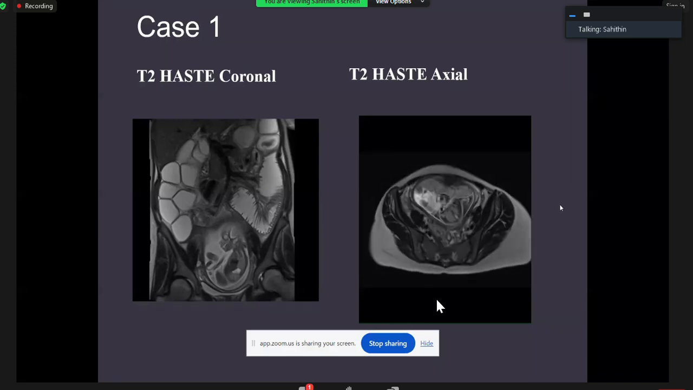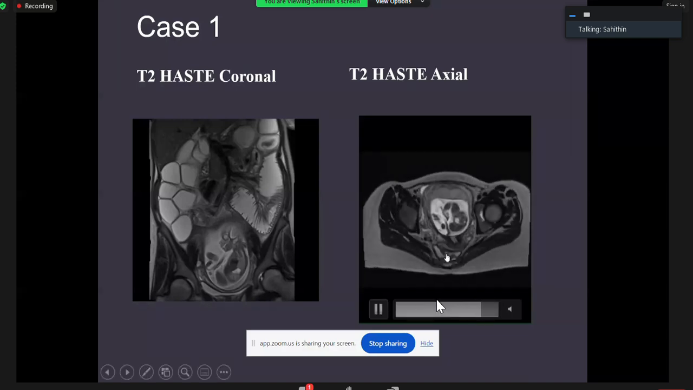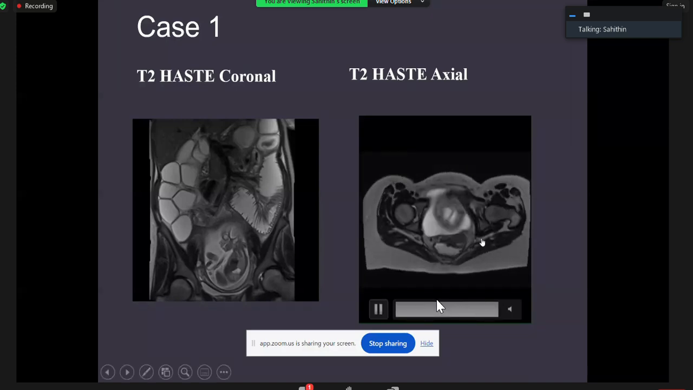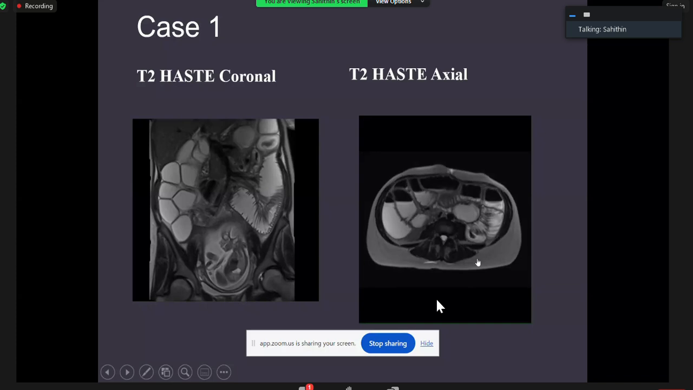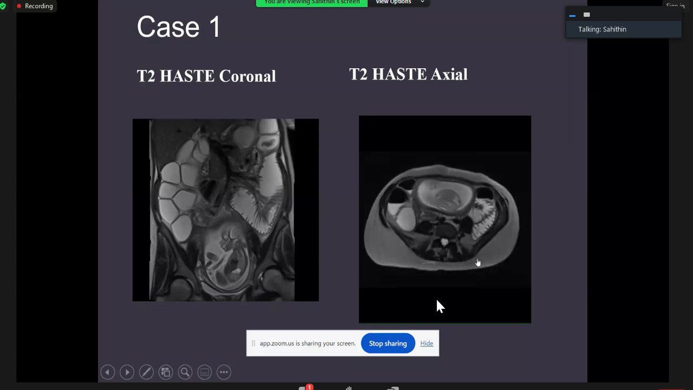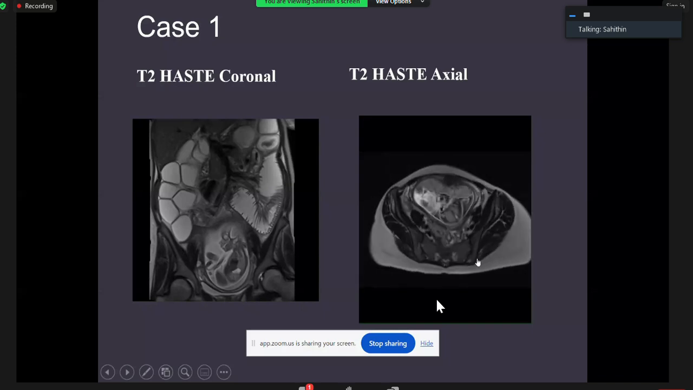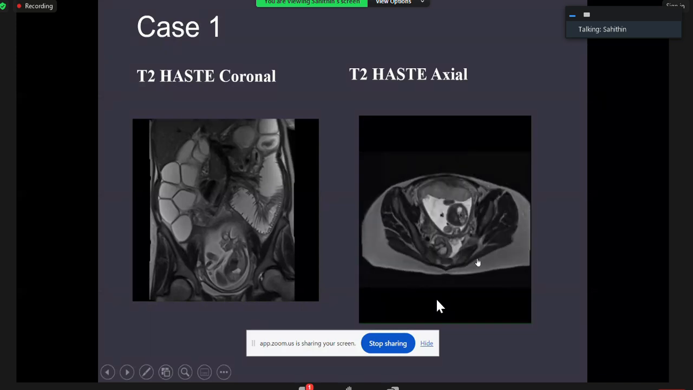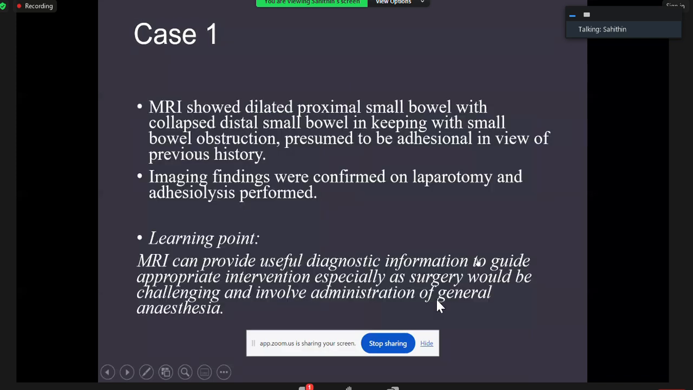So there are dilated small bowel loops and a collapsed loop towards the ileoanal pouch. There is an abrupt transition point, and the diagnosis here was small bowel obstruction. We don't know the cause, but there is enough there to justify surgical intervention in a patient who's not getting better with conservative management. So she had a laparotomy, and adhesiolysis was performed, which relieved the obstruction.